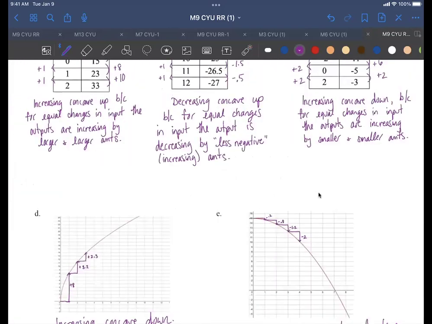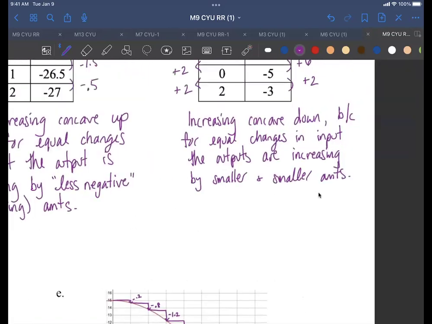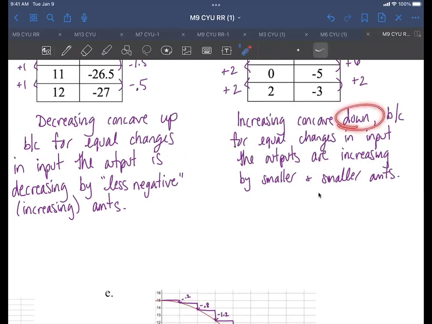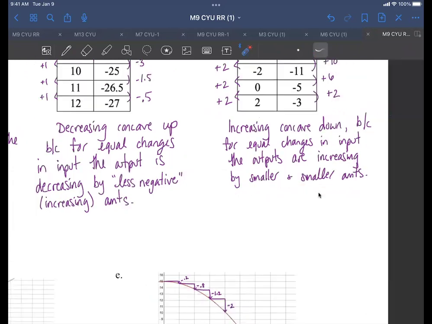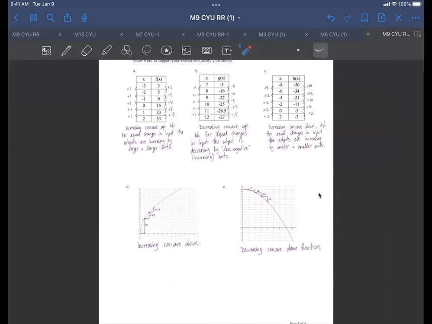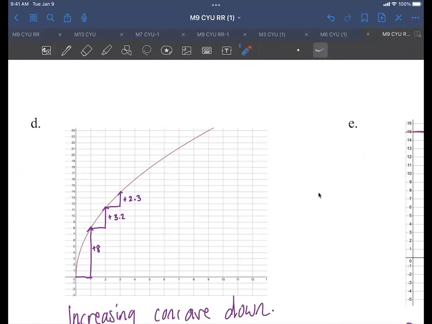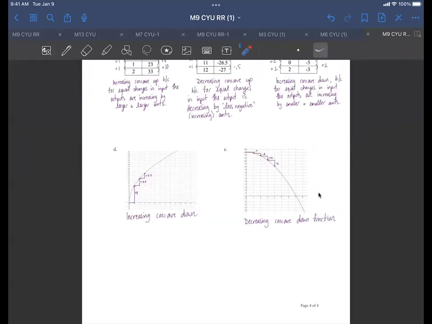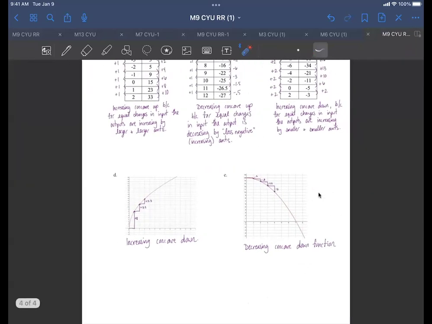Didn't I have a concave down one up here? Yes, look, I knew it was concave down because my changes were decreasing. They were getting smaller and smaller. And that's exactly how you know when you're concave down. Oh, look, this was also concave down because my changes were decreasing. Anytime the changes are decreasing, that's when you know that you're concave down.